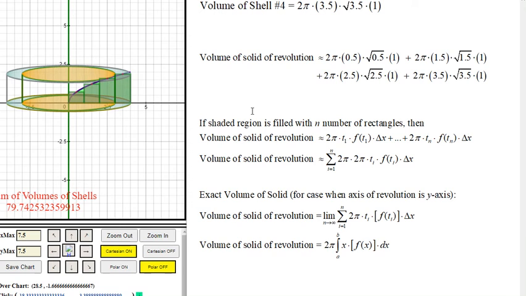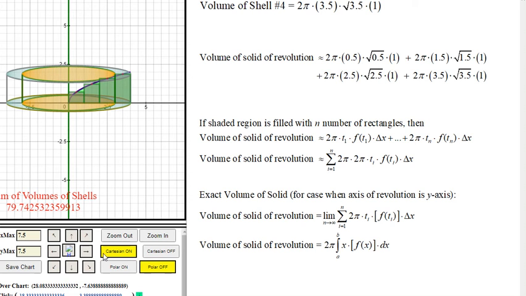And then to get the approximate value for the volume of the solid of revolution, we add the volumes of the 4 shells together. So this is the volume of shell number 1, this is the volume of shell number 2, volume of shell number 3, volume of shell number 4. So instead of 4 rectangles, if we have n number of rectangles, then we would find the volume of n shells. So this is the volume of shell number 1, and then up to the volume of the nth shell, and then add them up.